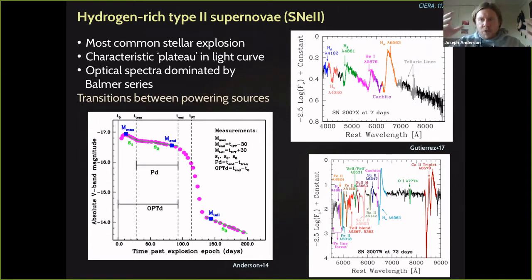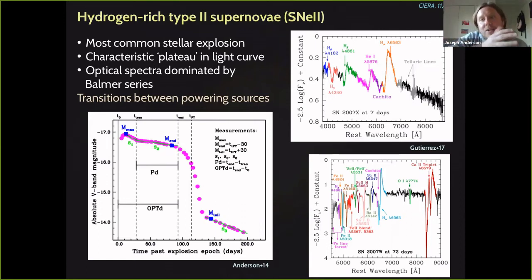So initially with a type 2 supernova, you have this large hydrogen envelope. As the shock propagates out through that hydrogen envelope, it ionizes all this material. And this means that the initial decline in the light curve and the plateau is basically being powered by shock energy and also the recombination of that hydrogen. And you have a recombination wave that goes inwards in mass coordinate throughout the ejecta.